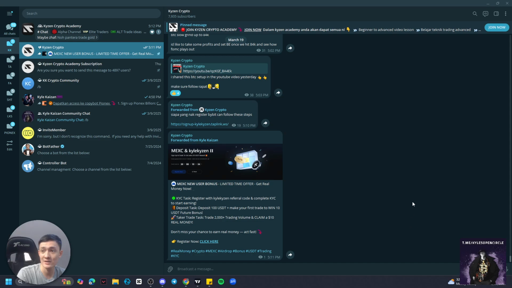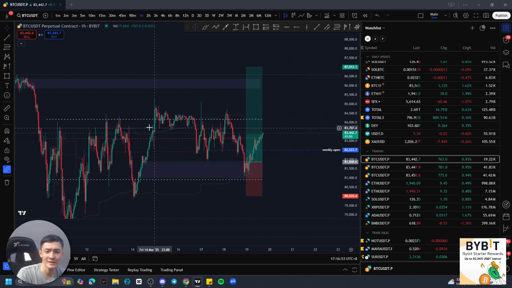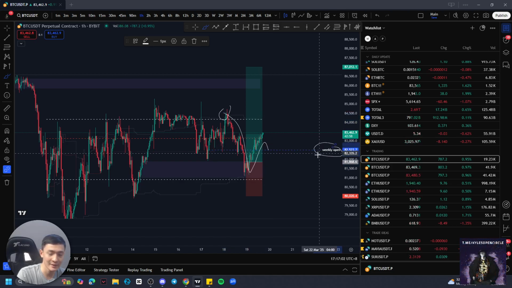I want to share with you guys another potential setup that I'm currently looking at. But let's see, Bitcoin currently kita dapat sebuah range rotation, nampak dari atas kita rotate ke bawah, right? And now we are currently moving up. Kita dah berjaya claim the weekly open, right?